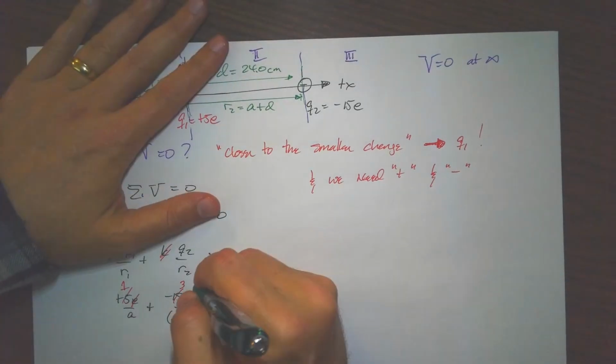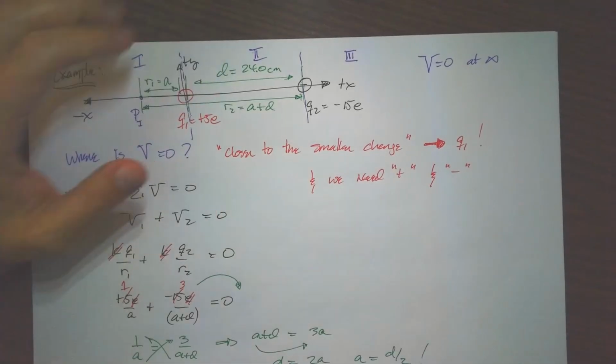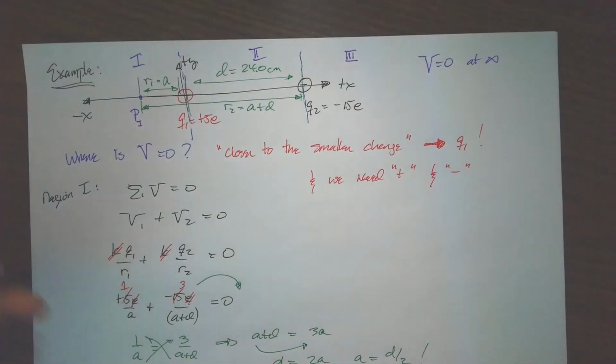So I probably would move this over to here, so I get 1 over A equals 3 over A plus D. Now, cross multiply. A plus D equals 3A. And then solve for A. Move this A over, so D equals 2A. So A is D on 2. D was 24 centimeters, so therefore A will be 12 centimeters.